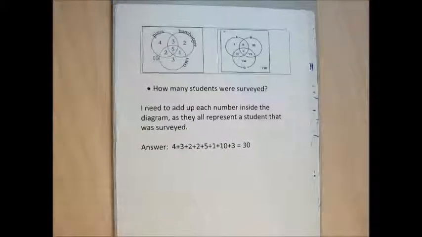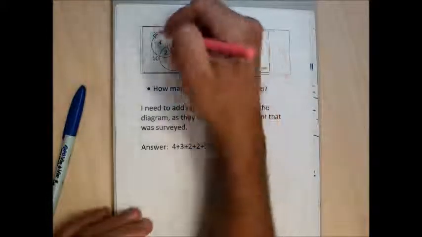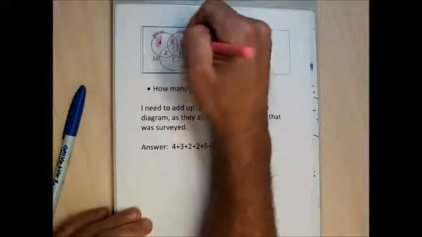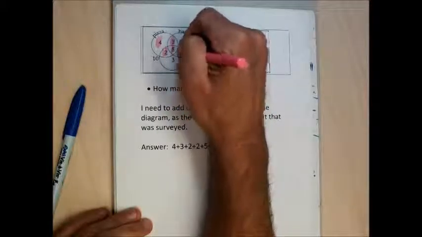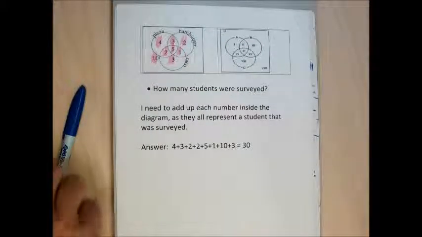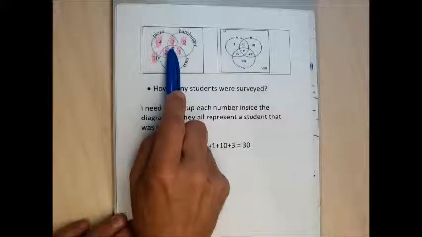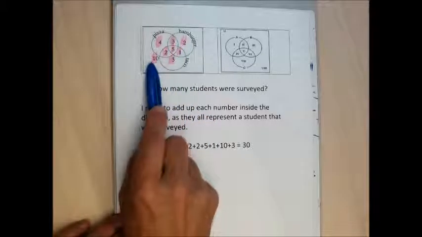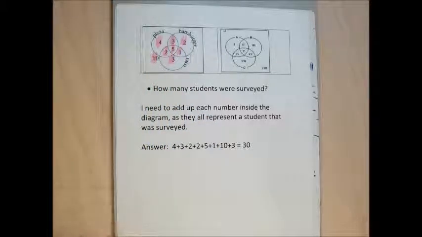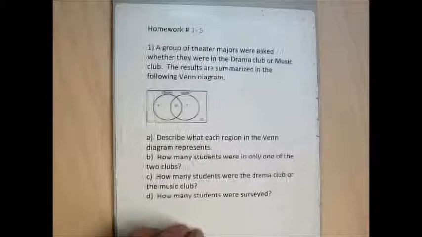Last question before we get into some homework. How many students were surveyed? Well, every single number represented in this diagram represents an individual student's preferences that were surveyed. To answer the question, I'm just going to add up all the numbers, and I did that down here. I did 4 plus 3 plus 2 plus 2 plus 5 plus 1 plus 3 plus 10, and I got 30 students. All right, now time for us to do a word problem.